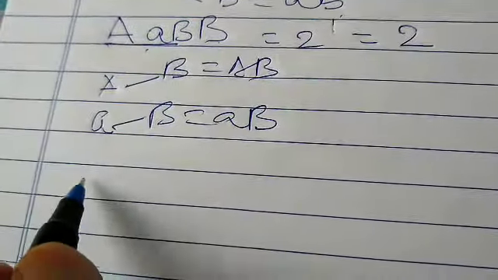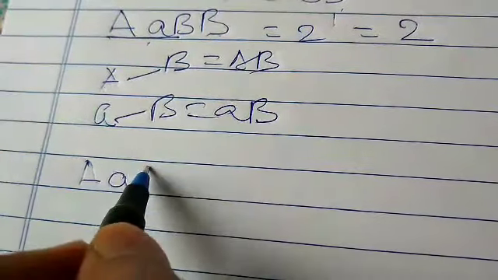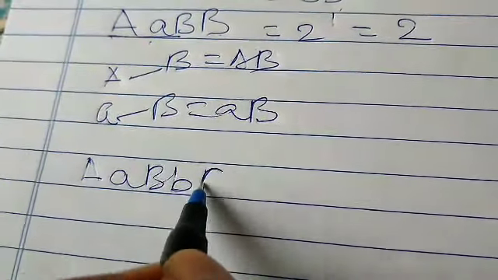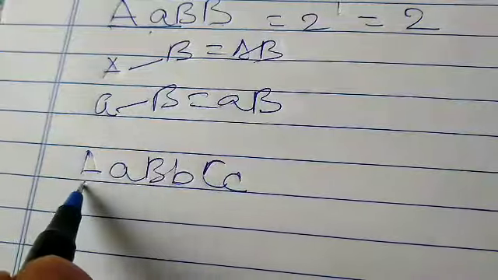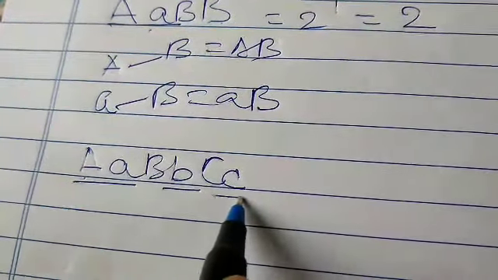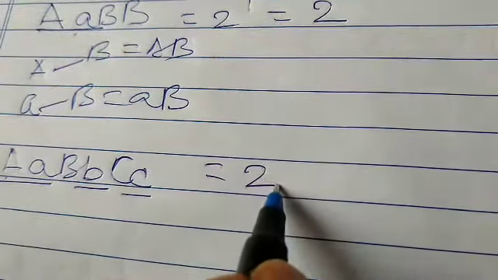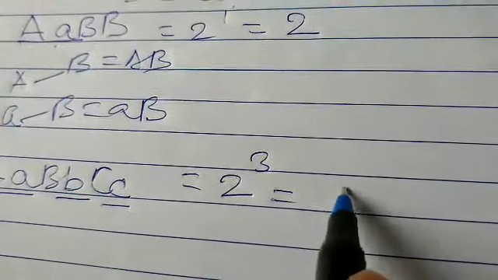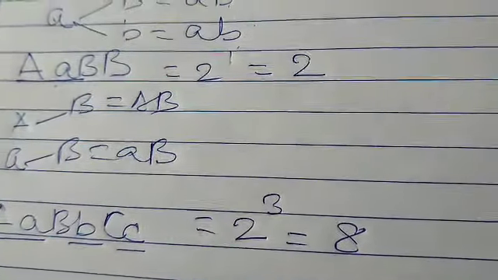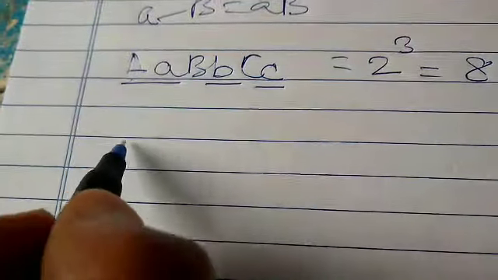The third example, suppose the trihybrid cross, AaBbCc. The number of heterozygous genes is 1, 2 and 3. So the number of gametes will be 2 to the power 3, that is 8. See, 8 different types of gametes will be formed.